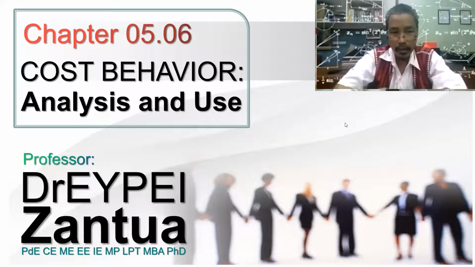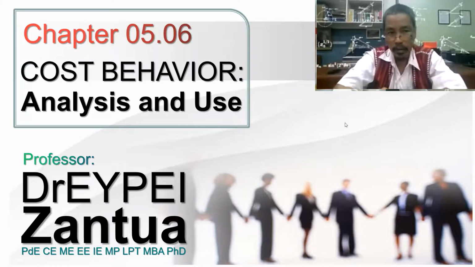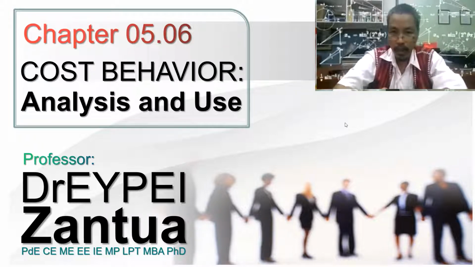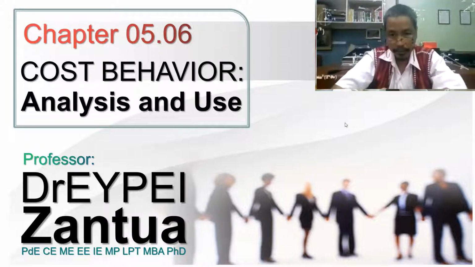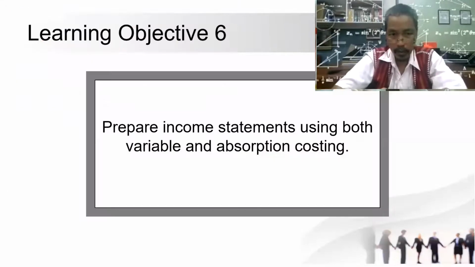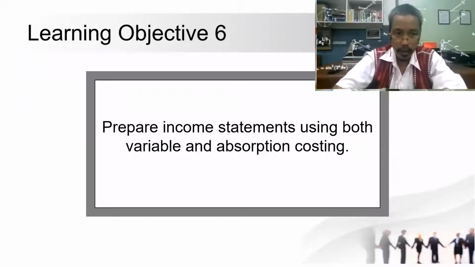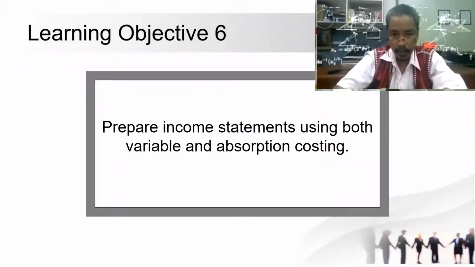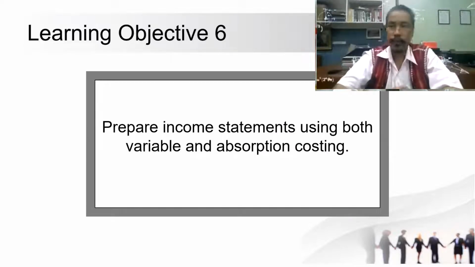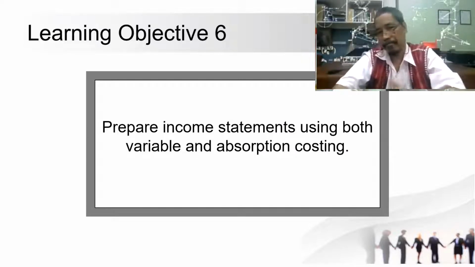In this video, let us continue to discuss analysis and usage of cost behavior. We have the learning objective in this module, number 6: prepare income statement using both variable and absorption costing.